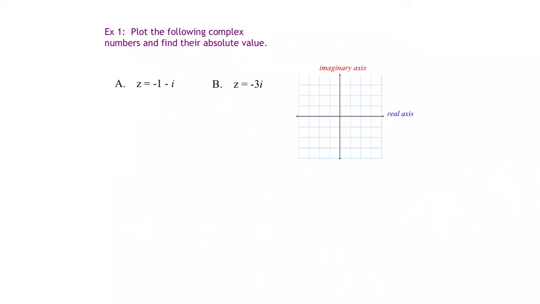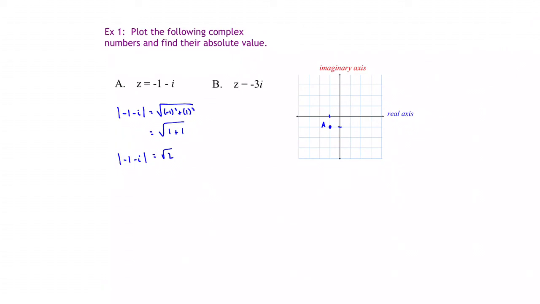So if z is equal to -1 minus i, we have -1 on the real axis and then -1 on the imaginary axis. So that point right here would be point A. And then if we wanted to find the absolute value, the absolute value of -1 minus i is equal to the square root of -1 squared plus -1 squared. So -1 squared is 1, and the other is 1, which would just give us the square root of 2. So the absolute value of -1 minus i is equal to the square root of 2. Go ahead and pause the video and try B on your own.